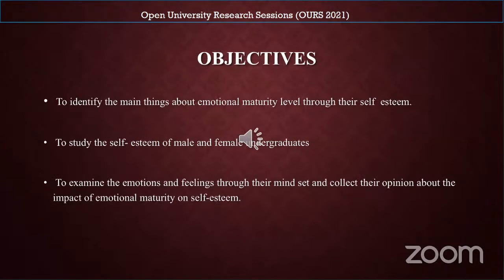This study mainly has three objectives. The first objective is to identify the main things about emotional maturity level through their self-esteem. The second objective is to identify the self-esteem of male and female undergraduates. The last objective is to examine the emotions and feelings through their mindset and collect their opinion about the impact of emotional maturity on self-esteem.